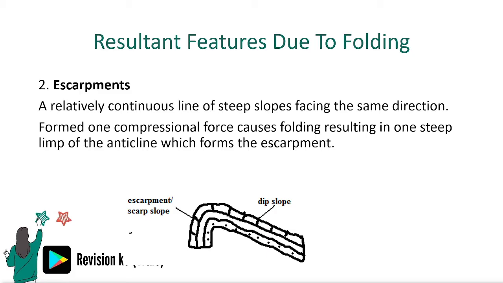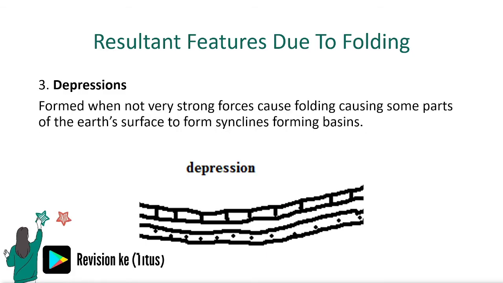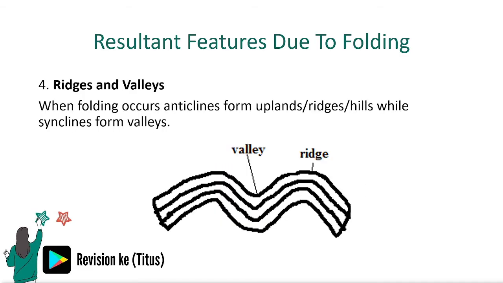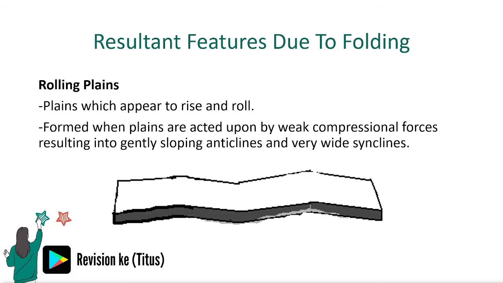We also have another feature, depressions. We have ridges and valleys. When folding occurs, anticlines form uplands, the hills, while the synclines form the valleys. We have rolling plains, which are formed when plains are acted upon by weak compression forces, resulting in gently sloping anticlines and very wide synclines.